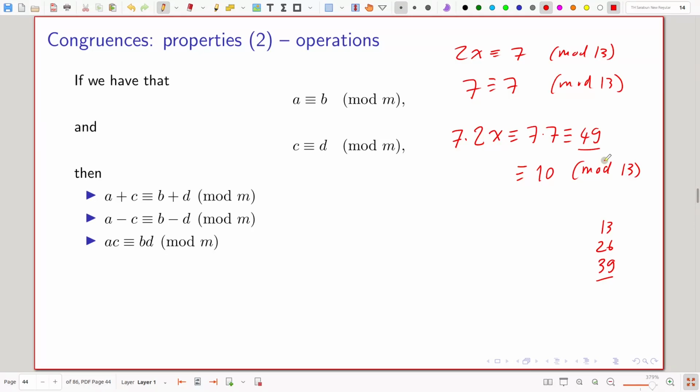But what is 7 times 2x? 7 times 2 is, what do you have? You have 14x, right? But what is 14? 14 is 1 mod 13, right? So this is like 1 times x, and that's x. So I know that x is 10.